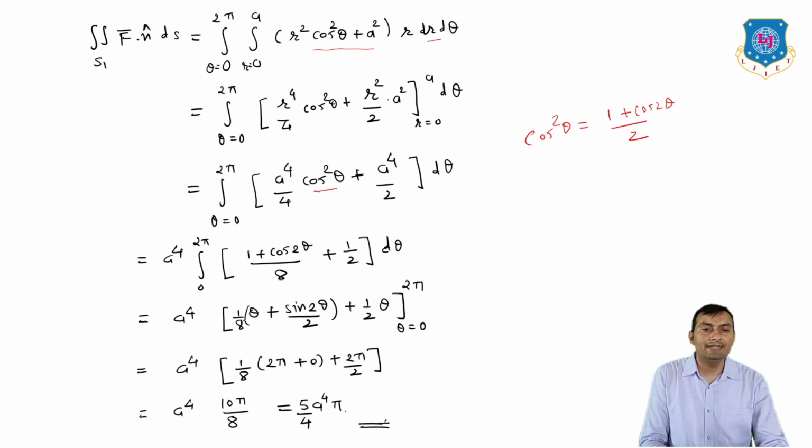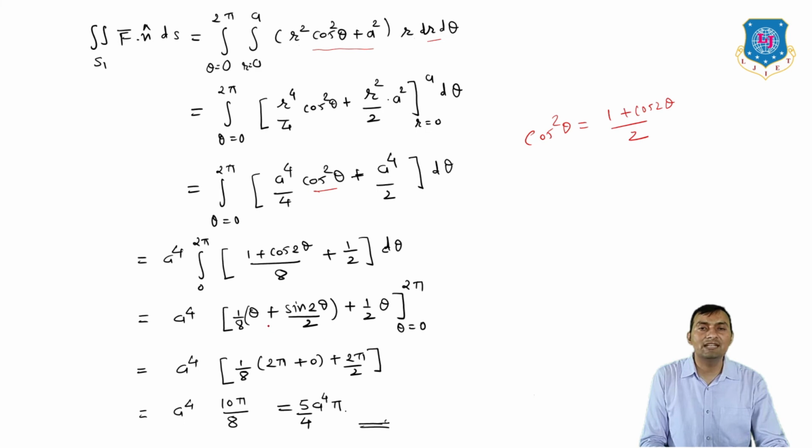So 1 by 8 is there. Integration of 1 with respect to theta is theta, plus integration of cos 2 theta, that is sin 2 theta divided by 2, plus 1 by 2 theta, over 0 to 2 pi. So whenever we put theta equal to 2 pi, we will obtain 1 divided by 8 times 2 pi plus 2 pi divided by 2.